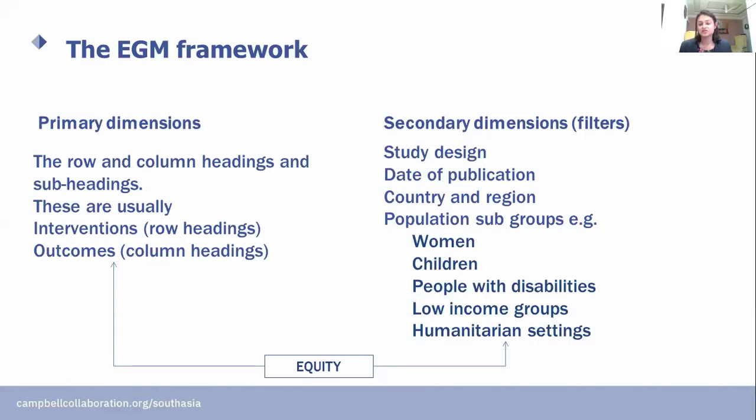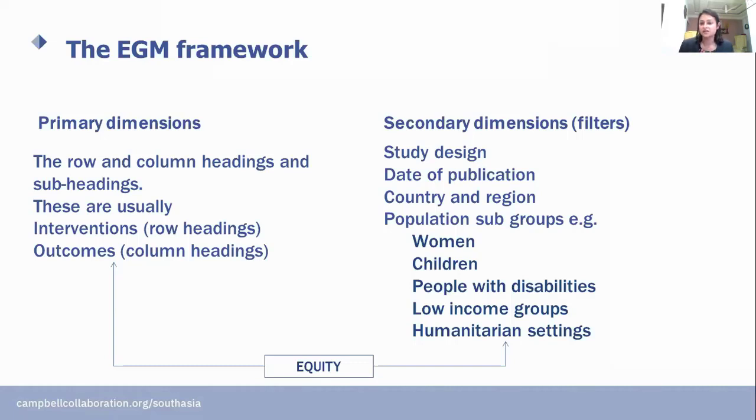In the form of secondary dimensions, which are also called filters in an evidence and gap map, you can have filters in the form of study design. You can incorporate equity in study design as well, and I'll give you an example. For the people with disability evidence and gap map, if we set our inclusion criteria to only randomized controlled trials, we are going to miss out on a number of key studies that are important for people with disabilities.